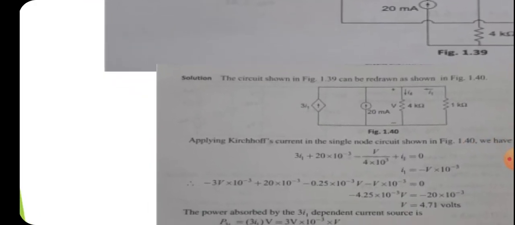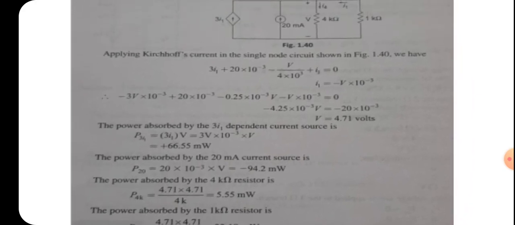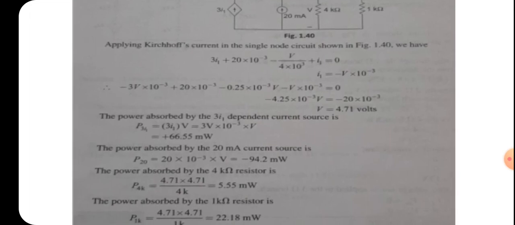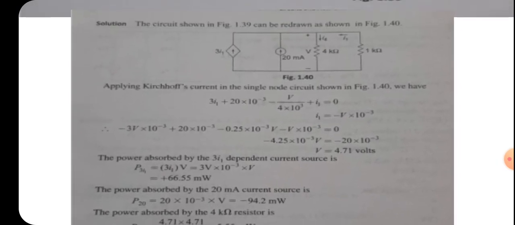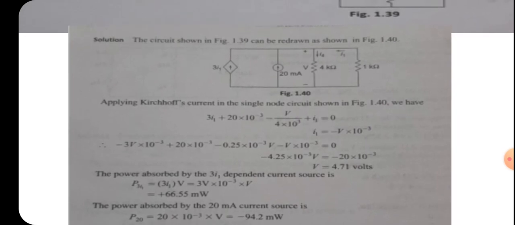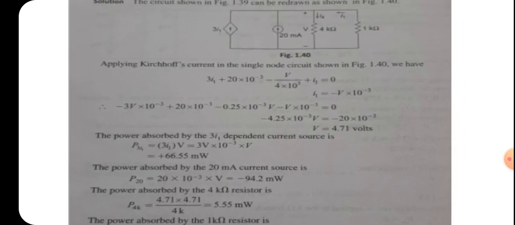Next is the power absorbed by the 4 kilo ohm resistor. We know that power absorbed by the 4 kilo ohm resistor is equal to V into I. Here V is equal to 4.71, I is not given. So we can simply take the equation of power in terms of V and R, that is power is equal to V square by R. So P 4K is equal to 4.71 square divided by 4K, where 4K is the resistance. So that will be equal to 5.55 milliwatt.